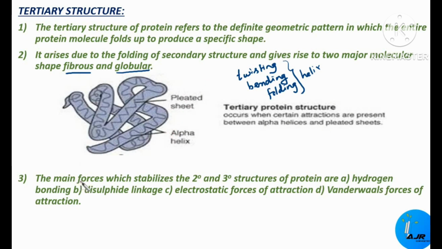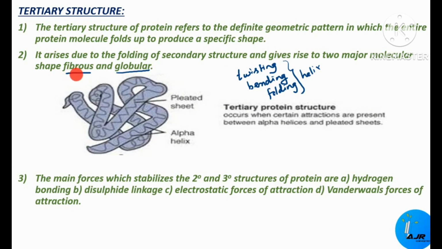Can you understand? The main forces which stabilize the secondary and tertiary structure of proteins are hydrogen bonding, disulfide bonding, electrostatic forces of attraction, and van der Waals forces of attraction. All these forces are involved in the folding process. As I told you earlier, the tertiary structure has two types, fibrous and globular. Let us see what they are.